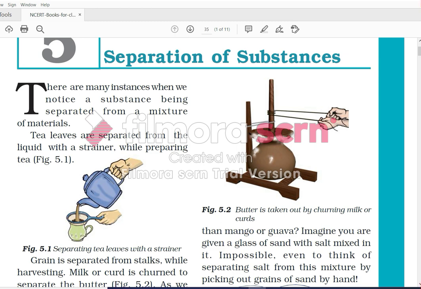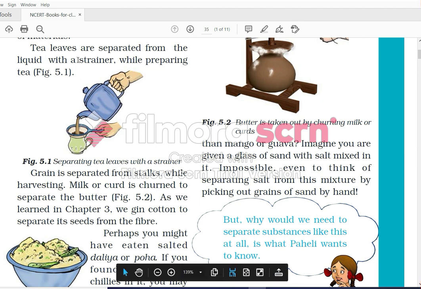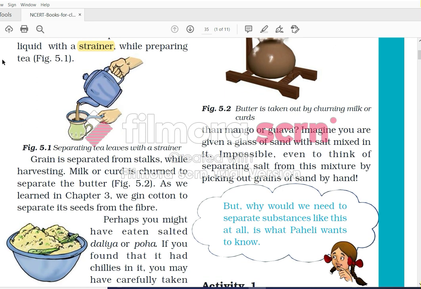There are many substances. When we notice a substance being separated from a mixture of material, tea leaves are separated from the liquid with a strainer. So, in the daily routine, we see that our mothers strain the tea or milk with a strainer, which is a part of separation of substances.